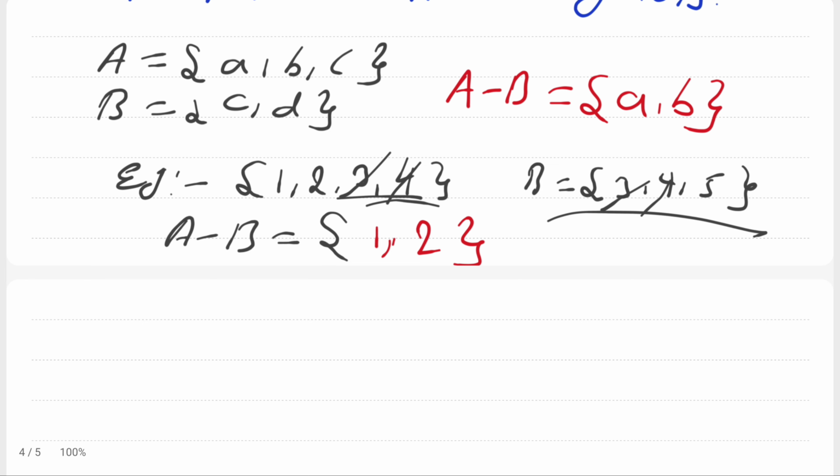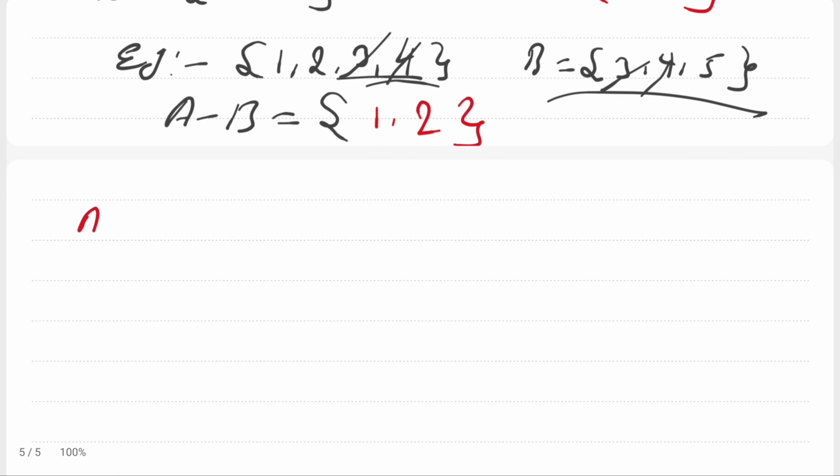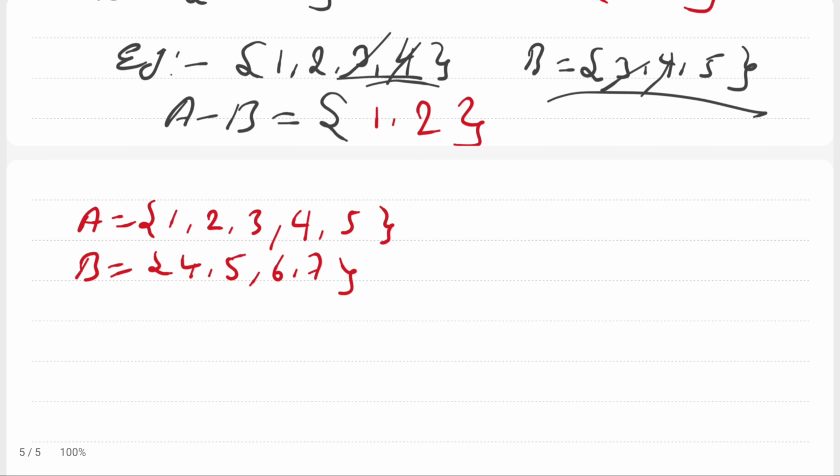Now let's do this example, which is also given in your textbook. A is given as 1, 2, 3, 4 and 5. And B is given as 4, 5, 6 and 7. The question is asking us to find A minus B and B minus A. So let's find it out.